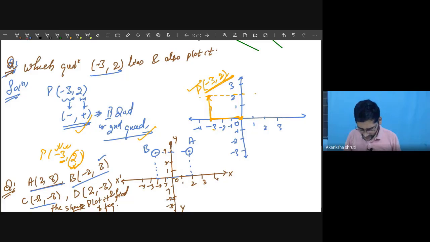For C, x equals -2, y equals -3. It is something like here, the point C. And for D, x equals 2 and y equals -3. It is like this. This is our D. Now the question is, which kind of figure is this? Whether a square, rectangle, triangle, which kind of figure is this, student?